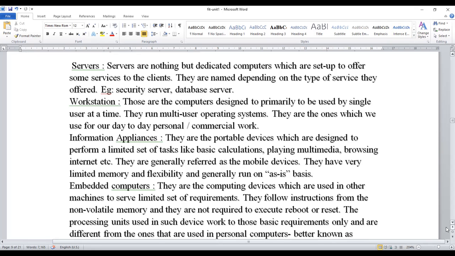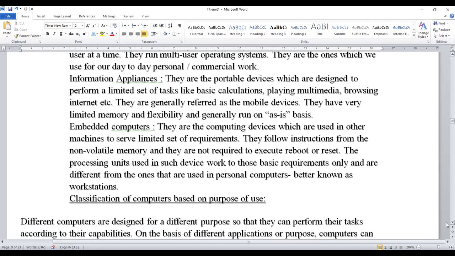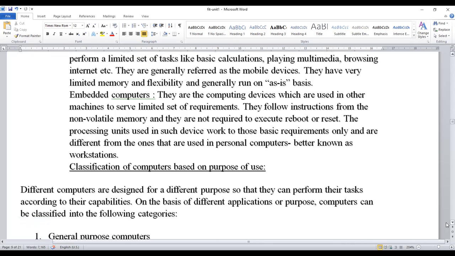Embedded computers. They are computing devices which are used in other machines to serve a limited set of requirements. They follow instructions from the non-volatile memory and are not required to execute, reboot or reset the processing units. Such units in such devices work to those basic requirements only and are different from the ones that are used in personal computers, better known as workstations.